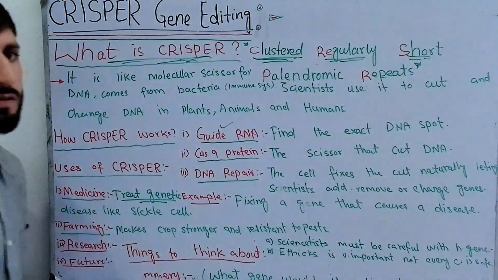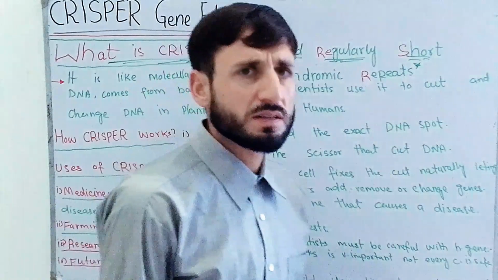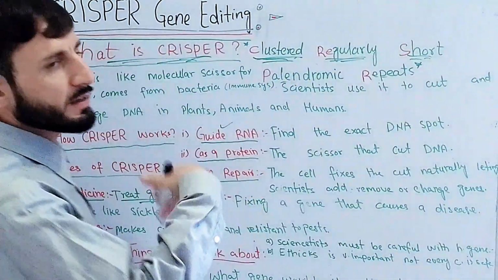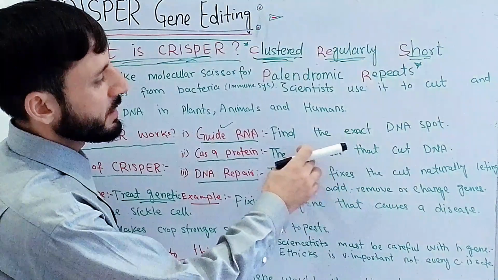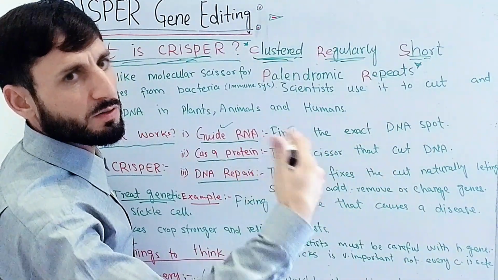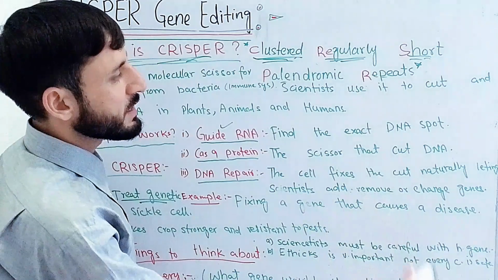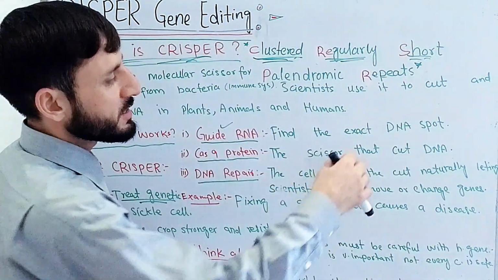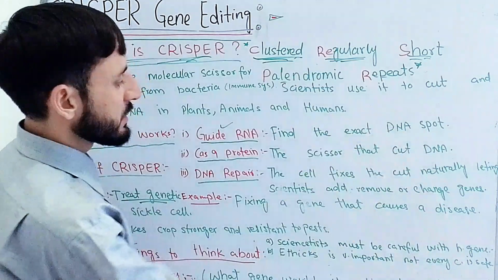Now we are going to discuss how CRISPR works. Number first, guide RNA. The CRISPR guide RNA finds the exact DNA spot where we are going to edit the gene. So the guide RNA cuts at the exact point of the DNA spot.